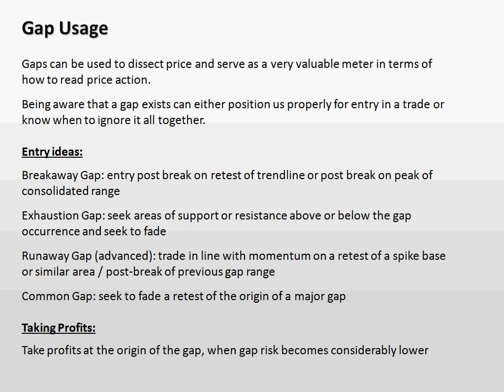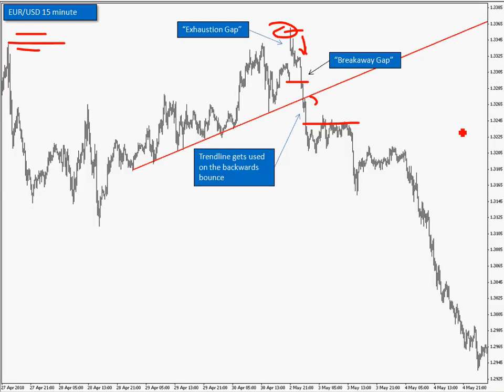Okay, entry ideas for a breakaway gap: entry on a post-break retest of the trend line, or post-break on a peak of the consolidated range. So let's just take a look at this chart again. I'm referring to the backward bounce that happened right here, or shorting on a fade of the shelf that gets created, which is pretty common. If this thing trades lower, we're sort of in a dumper already. We usually see a shelf created before any form of continuation. Obviously, the most ideal situation is getting up here, but just knowing that this occurrence exists is enough.